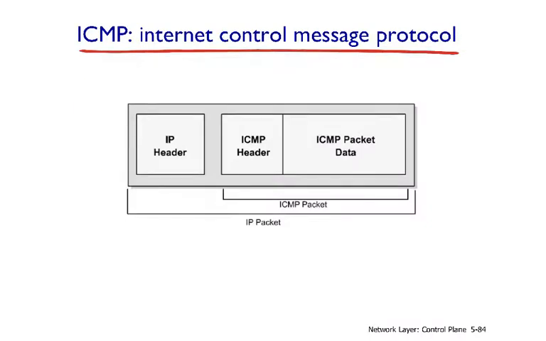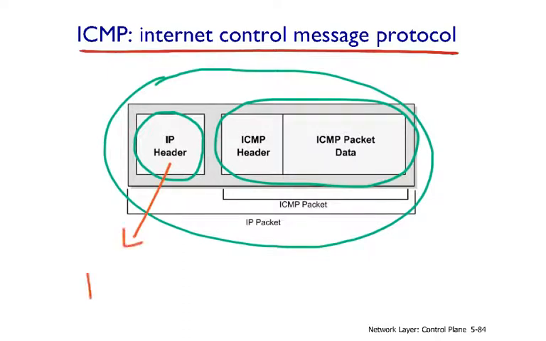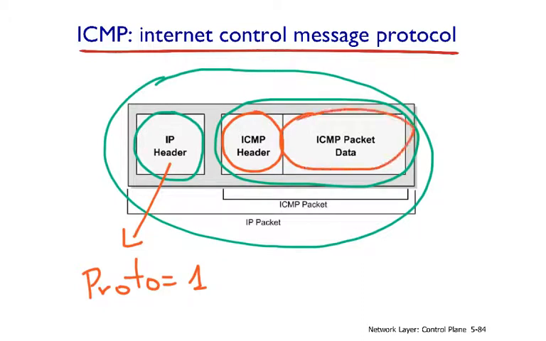So here we have an IP packet that is composed of an IP header and the IP payload. Here we can have a TCP segment, a UDP datagram, or in this case, an ICMP packet. The protocol field is set to 1. That tells us we can find an ICMP packet inside the payload. So there is an ICMP header and ICMP payload.